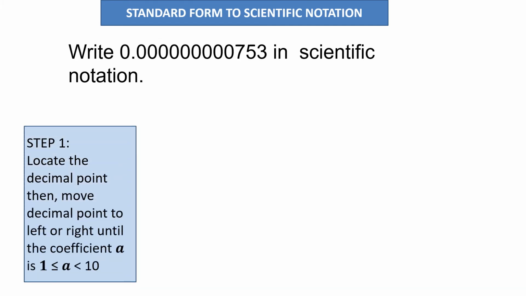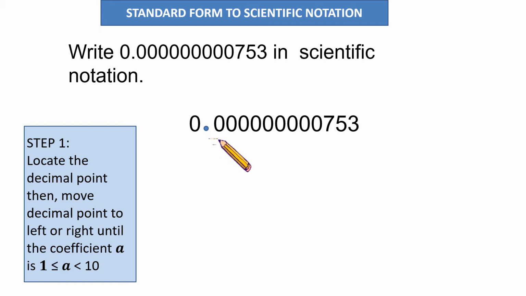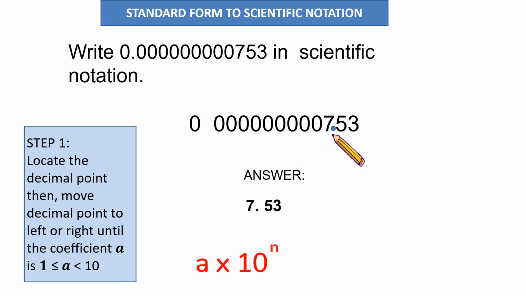Let us have example number 3. First step, locate the decimal point, then move the decimal point to the left or right. So we will move the decimal point to the right and place it between 7 and 5. So our A is 7.53. We know that 7.53 is greater than or equal to 1 but less than 10.